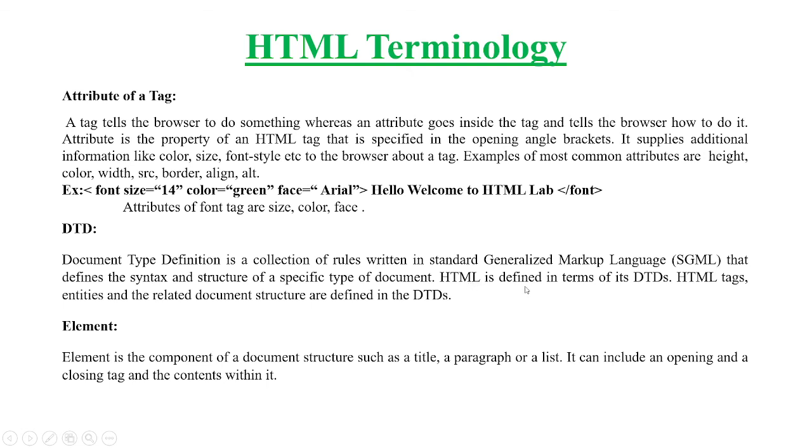HTML is defined in terms of its DTDs, that is HTML tags, entities, and the related document structures are defined in DTDs. Now the fourth terminology is element. An element is a component of the document structure. A title can be an element, a paragraph is an element, a list is also an element. An element includes an opening and a closing tag and the contents within it.